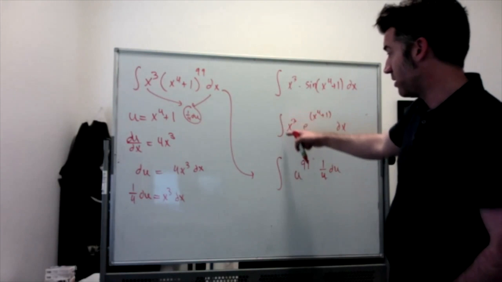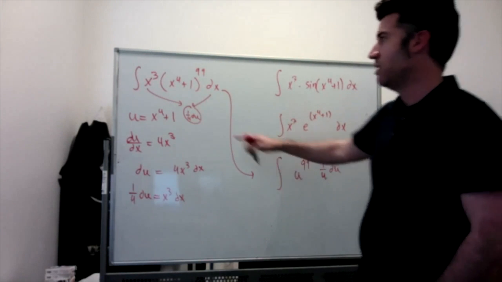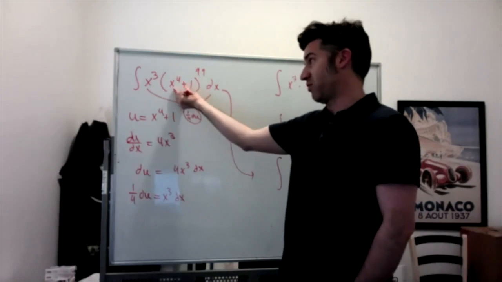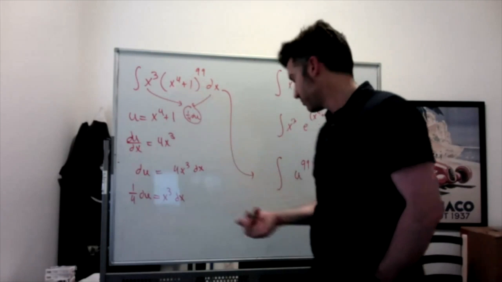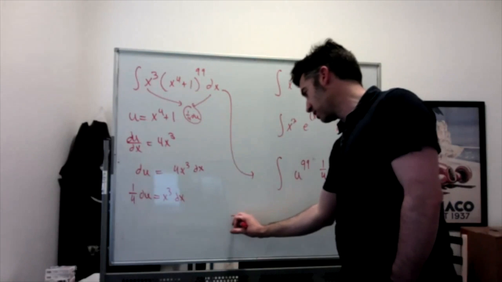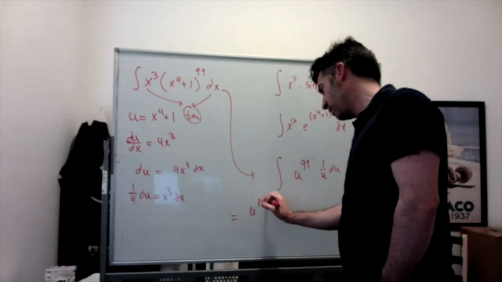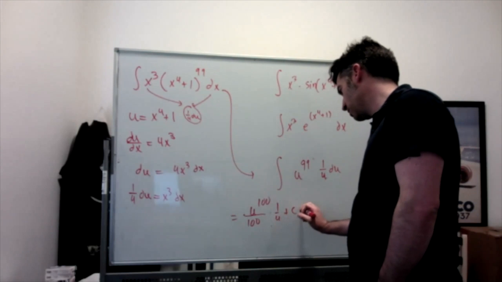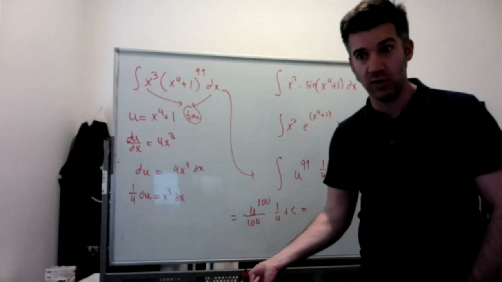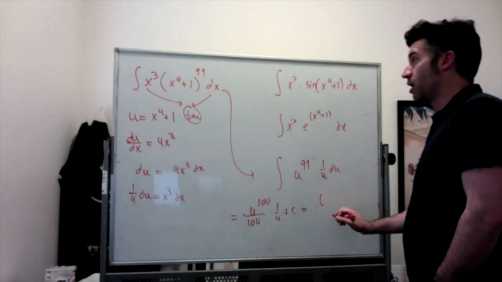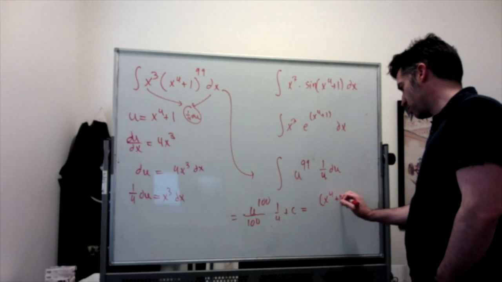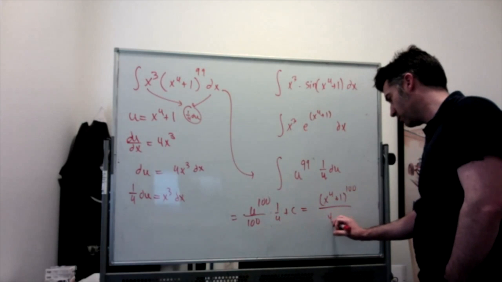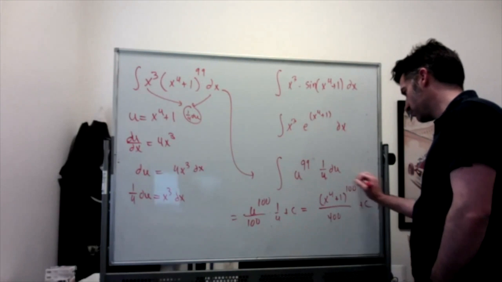So this x cubed, right? This x cubed times dx gets sucked up into the du, and then this x to the 4th plus 1 is just equal to u. And then we anti-differentiate. This is going to be u to the 100th power divided by 100 times 1/4 plus c, and then replacing u with what it's equal to, that's going to be x to the 4th plus 1 to the 100th power divided by 400 plus c.